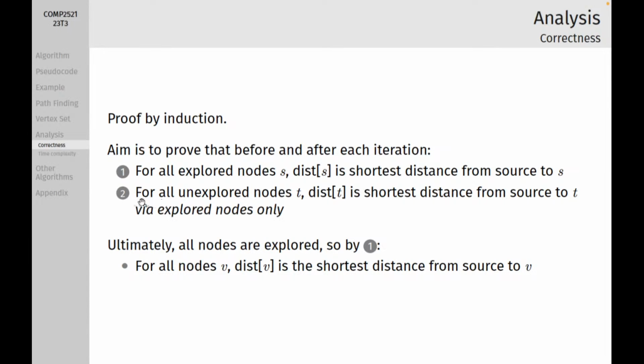All right, the second thing we want to show is that for all the unexplored vertices, the distance array contains the shortest distance to that vertex via explored nodes only. So it might not contain the absolute shortest distance, but it does contain the shortest distance via explored nodes. And if we are able to prove these two things, then at the end of the algorithm, all nodes are explored. So by this first thing that we proved, the distance array is going to contain the shortest distance from the source to every other vertex.